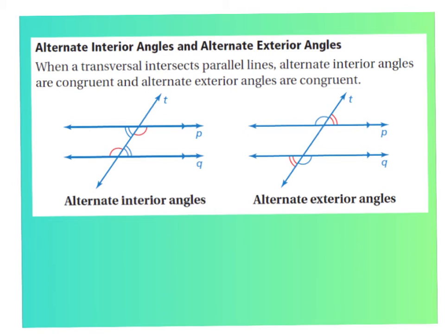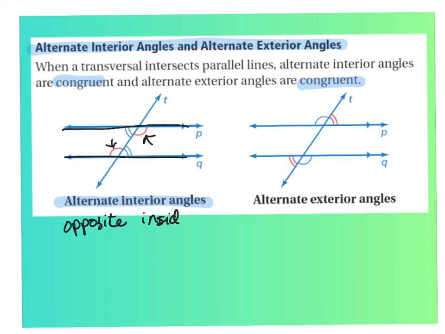Here's another set of vocabulary words, and they're kind of the same: alternate interior and alternate exterior angles. Alternate interior angles, once again, with a transversal that intersects parallel lines, they're congruent, as is the alternate exterior. So basically, alternate means opposite, and interior means inside. So if you look, we have opposite inside angles. They're inside the parallel lines and they're on opposite sides of the transversal.